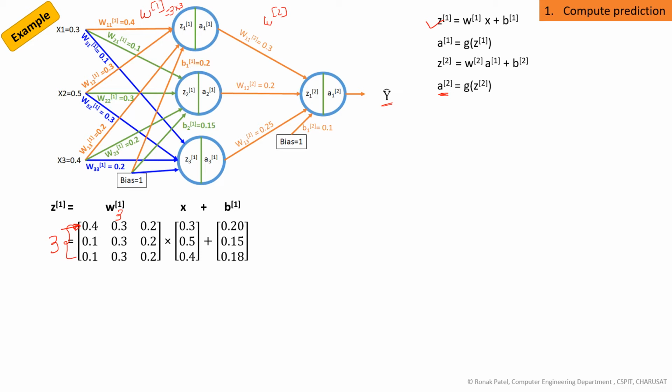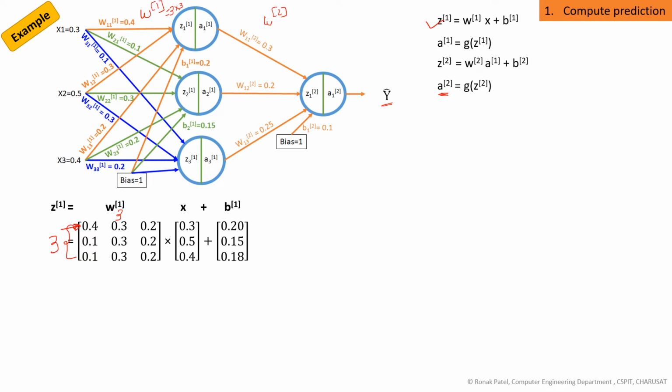Now X. Here we are taking only one training example, right? And in that one training example, how many features are there? We have 3 features. The number of neurons in the input layer indicates the number of features. So here we have 3 neurons, so there are 3 features, x1, x2, x3. And the values are 0.3, 0.5 and 0.4. So this is your x.